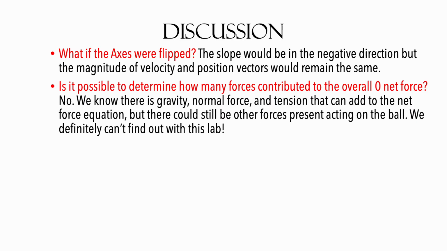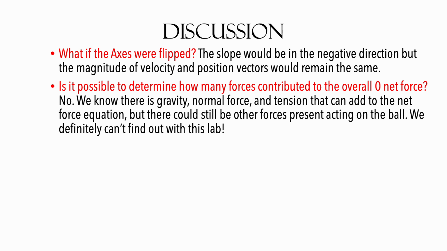Let's say the axes were flipped. In this case, the magnitude of the velocity and position vectors would not be affected by this because in order to calculate the magnitude, you need to square the x component of the vector, and it wouldn't really matter if it was negative or positive in that case. However, when I was recording the ball, it was moving in the positive x direction to the right, and if I flipped the axes, then it would be moving to the left in the negative x direction and therefore would lead to a negative slope.